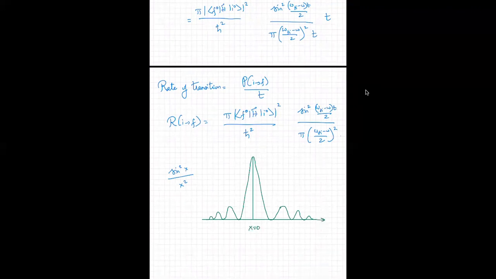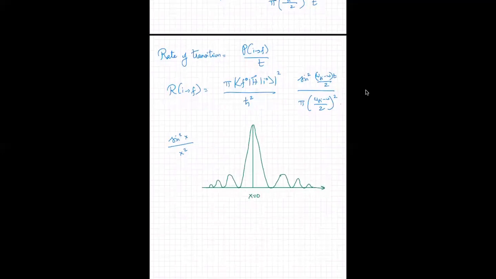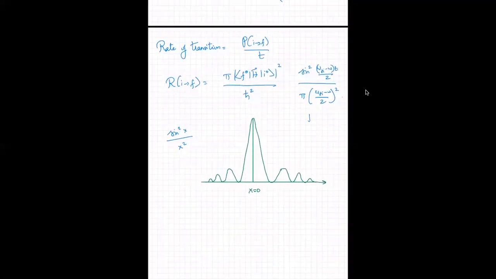So in other words, if I plot this function as a function of omega_fi minus omega, not as a function of time, as a function of frequency, then the maximum of this function occurs at omega_fi equals omega. In other words, the rate is maximal at the point where the difference between the final and the initial frequencies is exactly equal to the frequency of the perturbing Hamiltonian. So this you recognize as a condition for resonance.